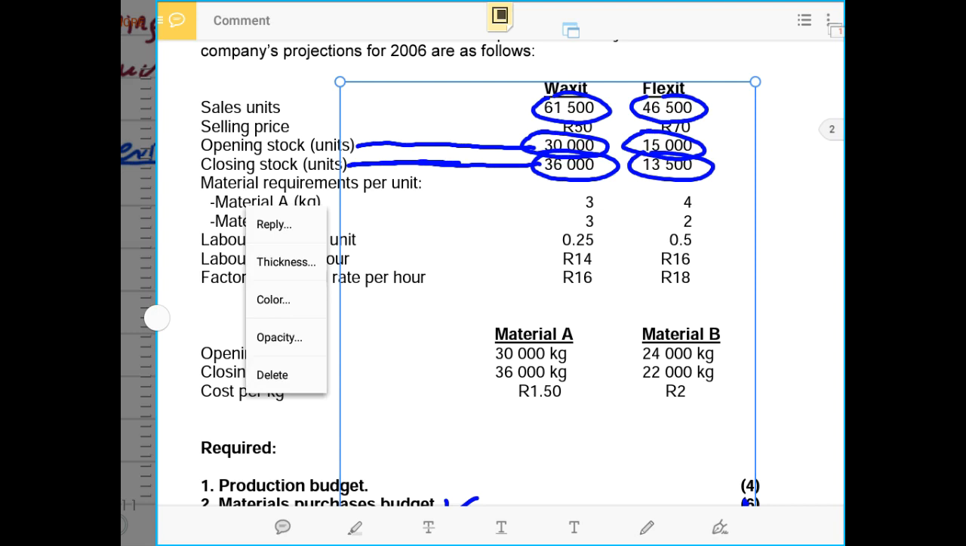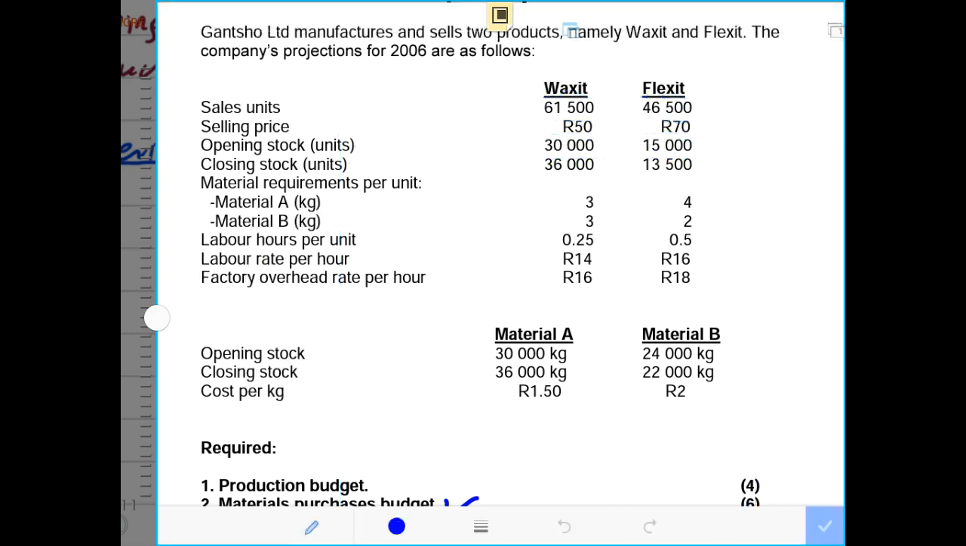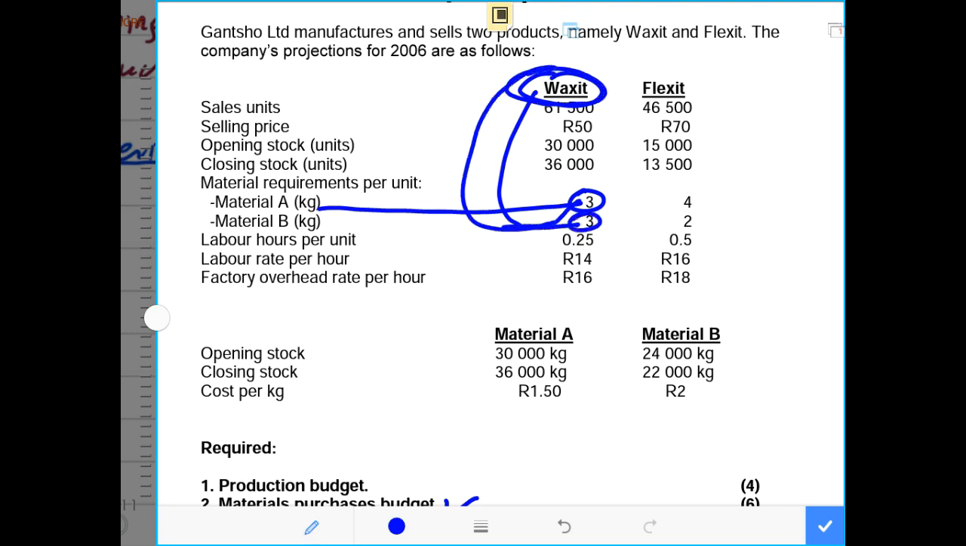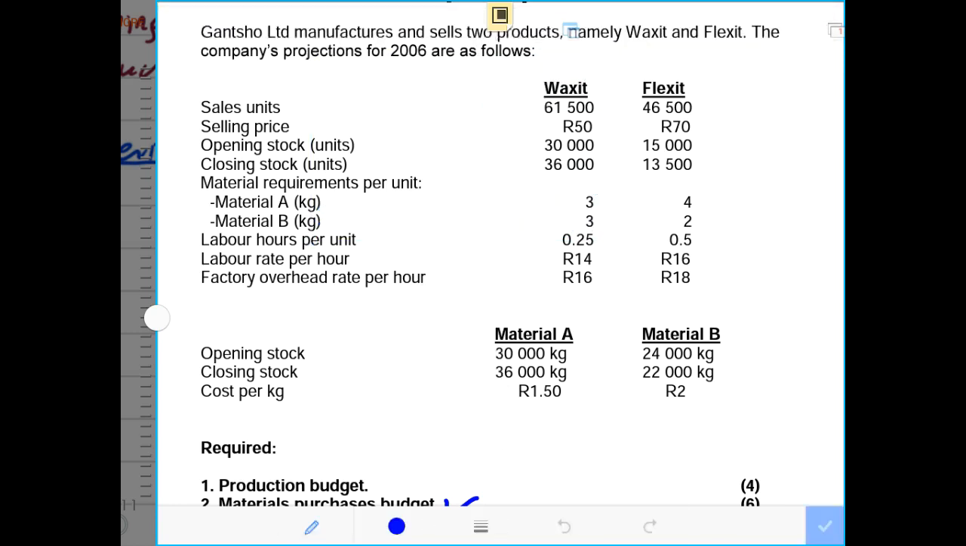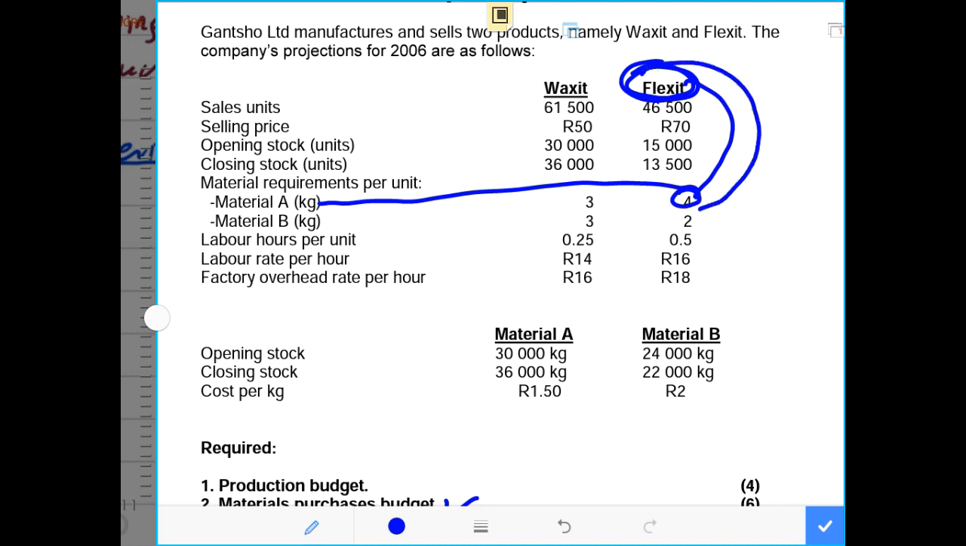We know from the information that is given here that product Waxit requires 3 kgs of material A, and product Waxit also requires 3 kgs of material B. That means each product requires two materials. And again, product Flexit requires 4 kgs of material A, and product Flexit requires 2 kgs of material B. So both products require material A and material B. Now we need to calculate using these units.